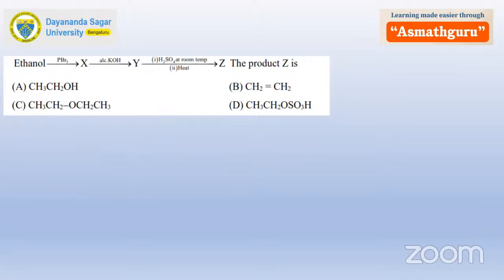Sir, ethanol reacts with PBr3 to form X, which reacts with alcoholic KOH to form Y. Then it undergoes hydration to form Z. So this Z is the ethanol. What is ethanol? CH3CH2OH. When it reacts with PBr3, the OH will be replaced by Br. CH3CH2Br.